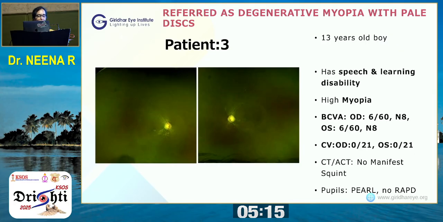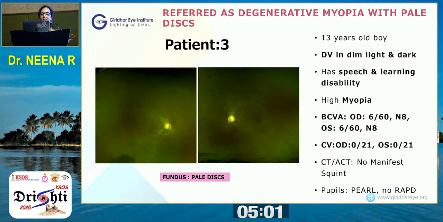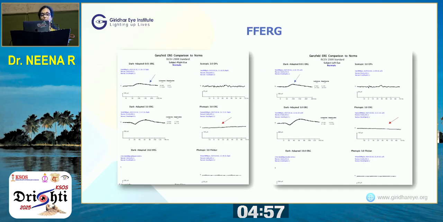The third patient was referred as degenerative myopia with bilateral pale disc. A 13-year-old boy has developmental disability, high myopia, vision not improving beyond 6/60, poor color vision, but no manifest squint, pale disc, defective vision in both light and in dim light and dark. This is his ERG. What do you see? You can see again the rod responses are reduced, but what is most striking is that there are non-recordable light adapted responses. Photopic responses are flat. So what is he having?